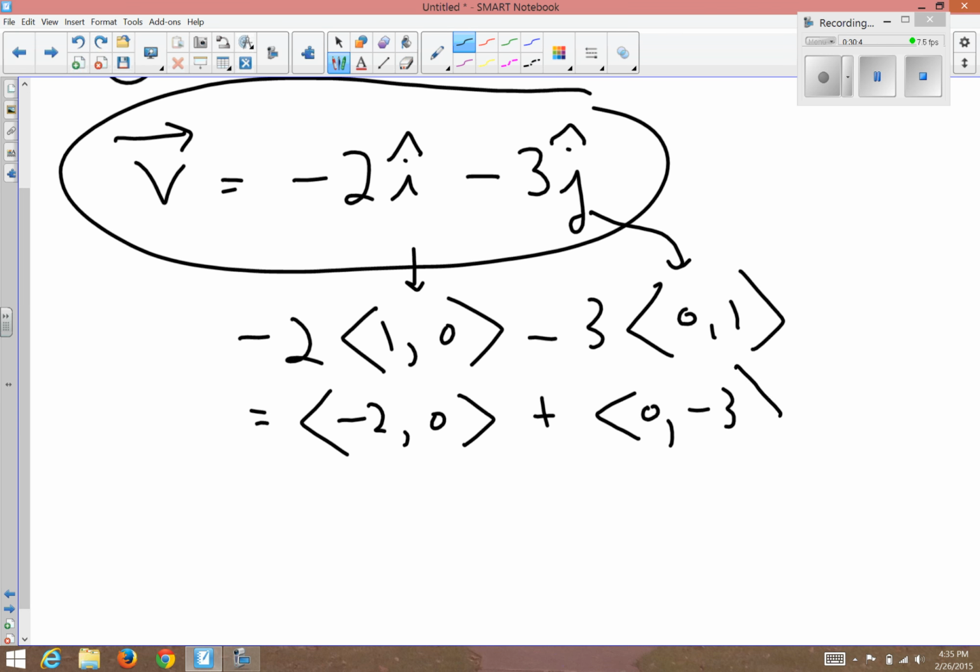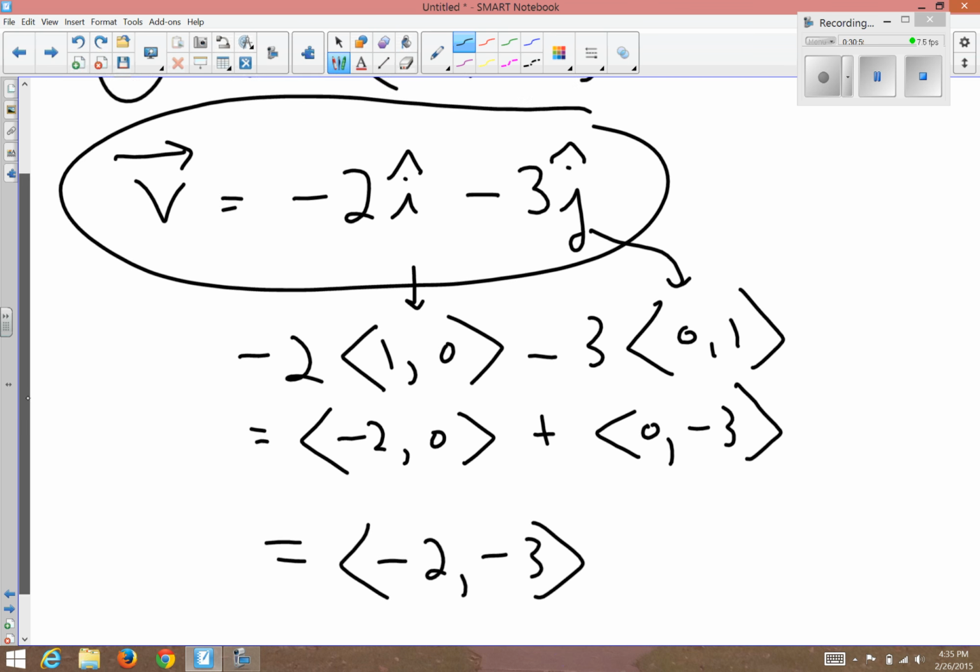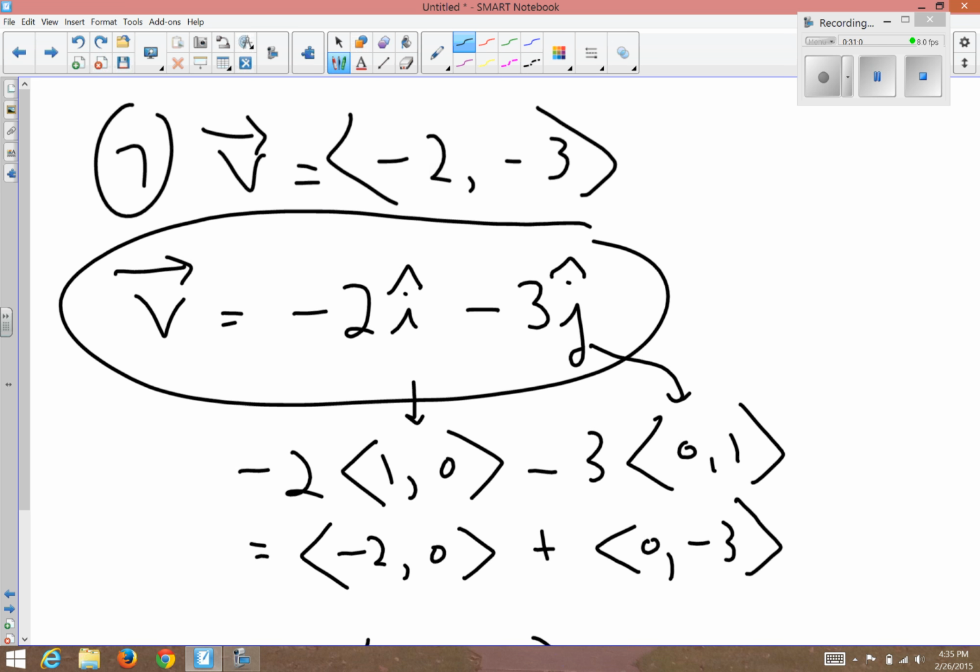And there's a plus here. In my mind, I changed it to adding a negative. So to add these vectors, add the x's, -2 plus 0. Add the y's, 0 plus -3. So the same vector, -2, -3.